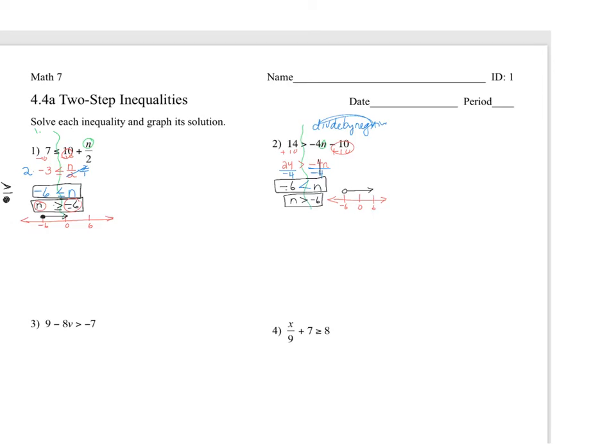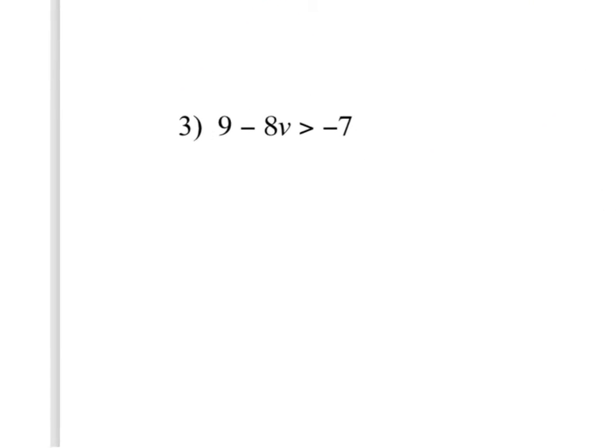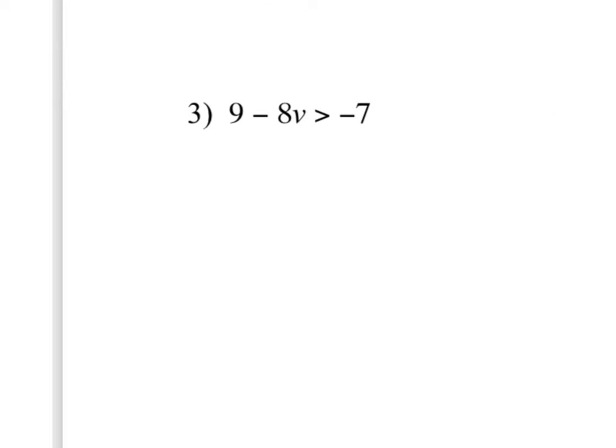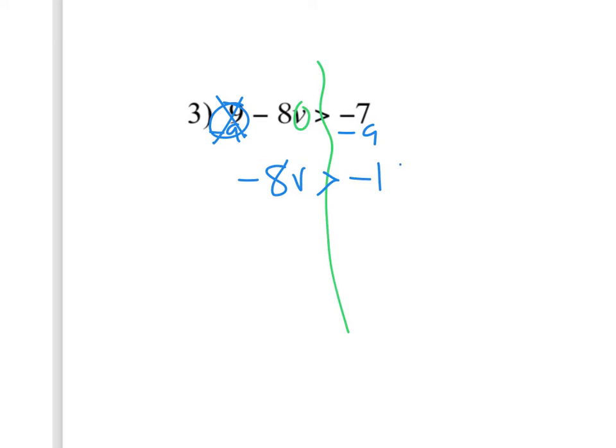All right, let's look at number 3. There's my inequality. There's my variable. So I'm going to start on this side. I'm going to subtract 9, subtract 9. That cancels out or turns into a 0. And this leaves me with negative 8v is greater than negative 16.